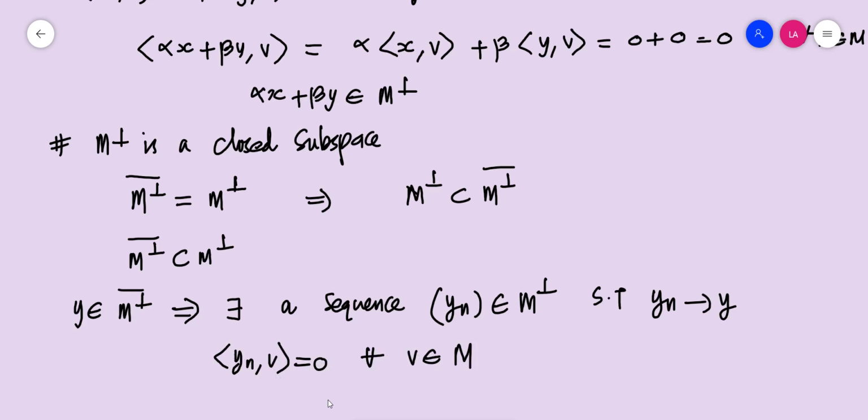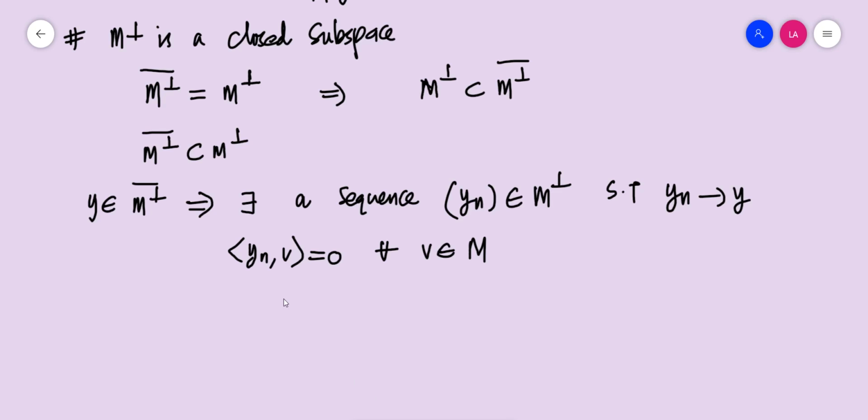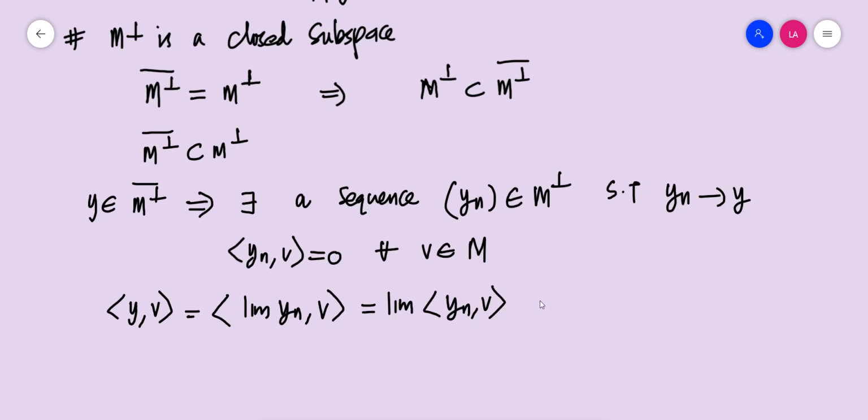Now in order to prove that y is an element of M perpendicular, we have to prove that the inner product of y and v is equal to 0 for all v. So take the inner product of y and v, which, since y is the limit of yn, is equal to, if you take the limit outside, the limit of the inner product of yn and v. Now the inner product of yn and v is always equal to 0. So this is equal to the limit as n tends to infinity of 0, which is 0. So the inner product of y and v is also 0, which means that y is an element of M perpendicular.